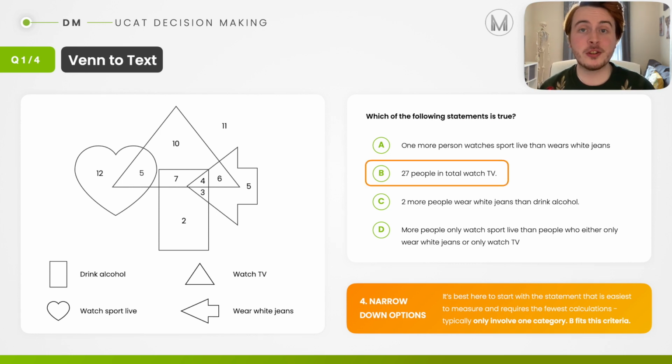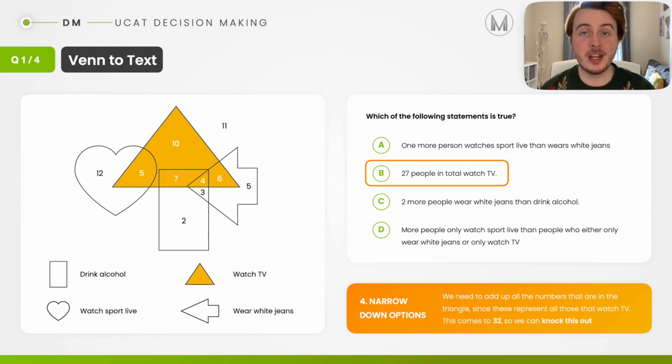So what I'm going to do is look for TV. TV is here represented by that triangle. Everything in that triangle, even if it's in an overlap, are people who watch TV. So we need to count up how many are in there. With some quick mental maths, I do the 4 plus 6 is 10, plus the other 10 is 20, 27, 5, 32. Okay, we're already above that 27. So we know this statement must be false, and thankfully we can rule this one straight out.